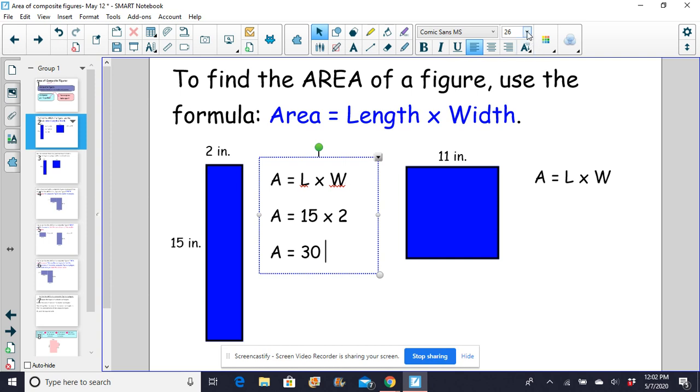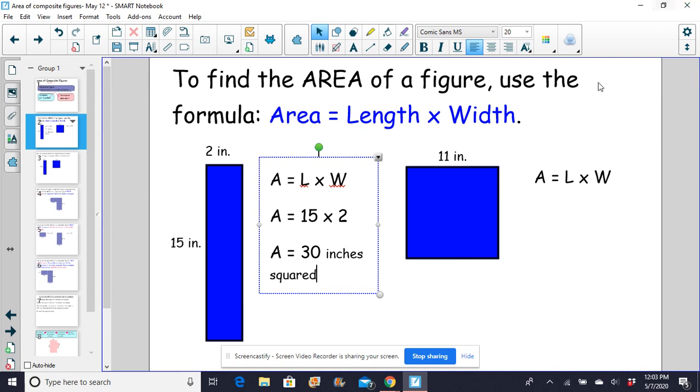Now, we need to make sure that we are putting in our units properly. Remember, area is the measurement of the inside space of a figure. So we're measuring this with square inches or inches squared. Okay, so you'll either hear square inches or inches squared.